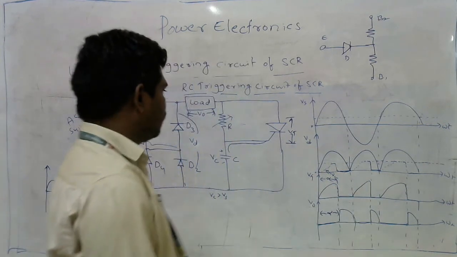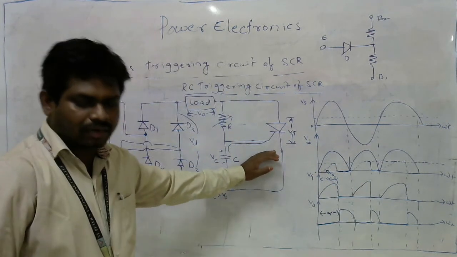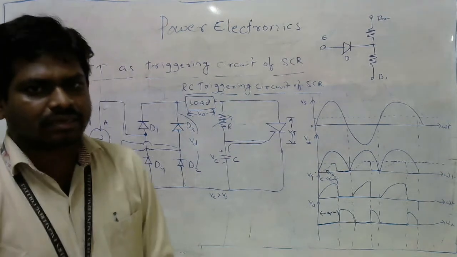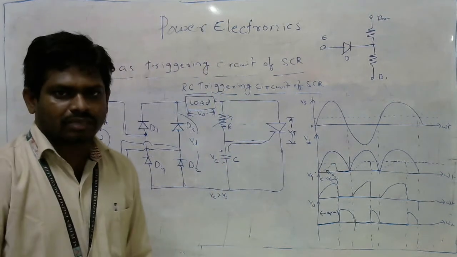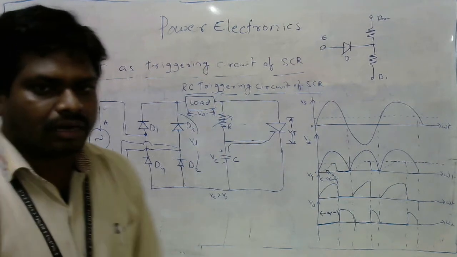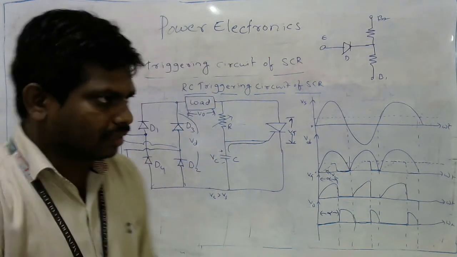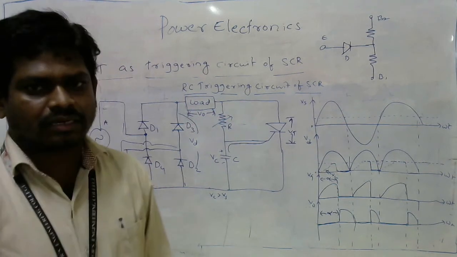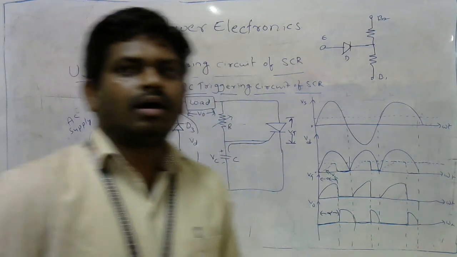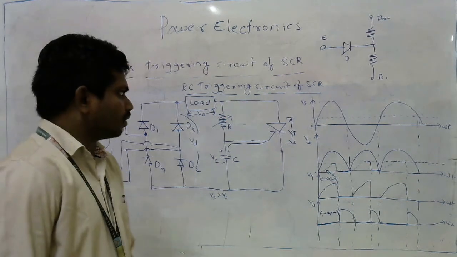So this is the way the SCR is going to be triggered using UJT, unijunction transistor, with the different methods: using R triggering circuit of SCR and RC triggering circuit of SCR. In the RC triggering, we have seen the two types: half wave RC triggering circuit of SCR and full wave RC triggering of SCR. Okay.